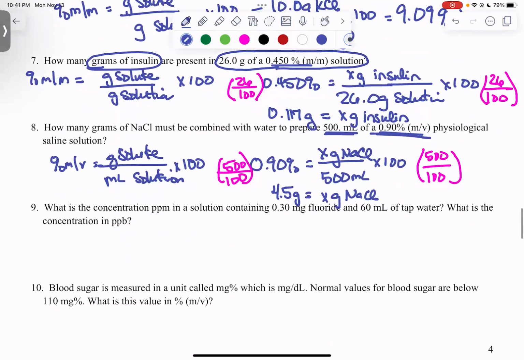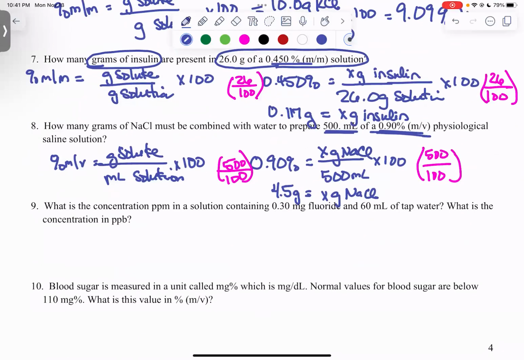Okay. What is the concentration in parts per million in a solution containing 0.3 milligrams of fluoride and 60 milliliters of tap water? What is the concentration? Oh, in parts per billion. Okay, so we're looking for concentration in parts per million and parts per billion. So let's go ahead and do this in parts per million. Parts per million is going to be our grams of solute over milliliters of solution, and then 1,000,000 times.